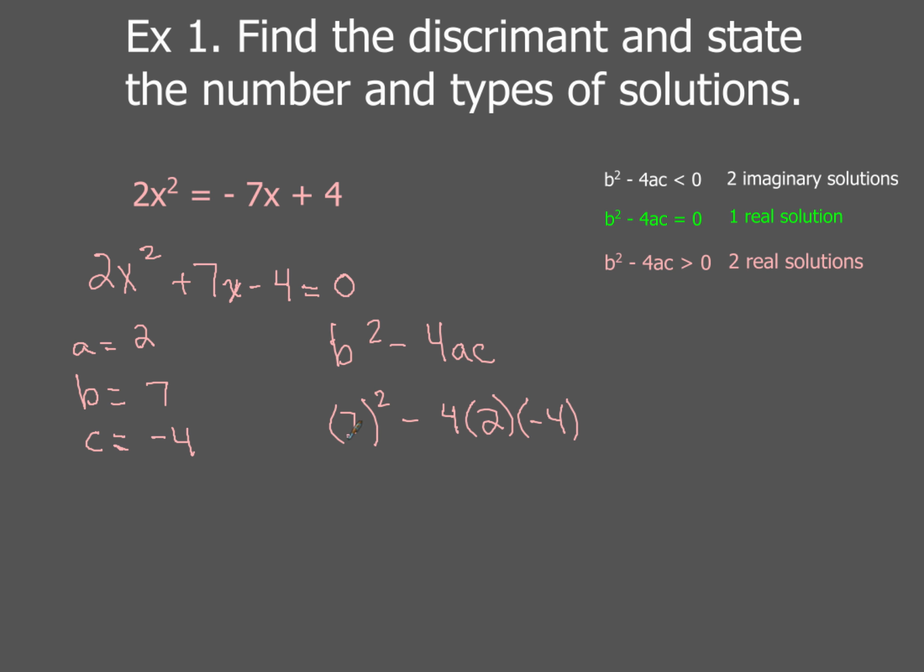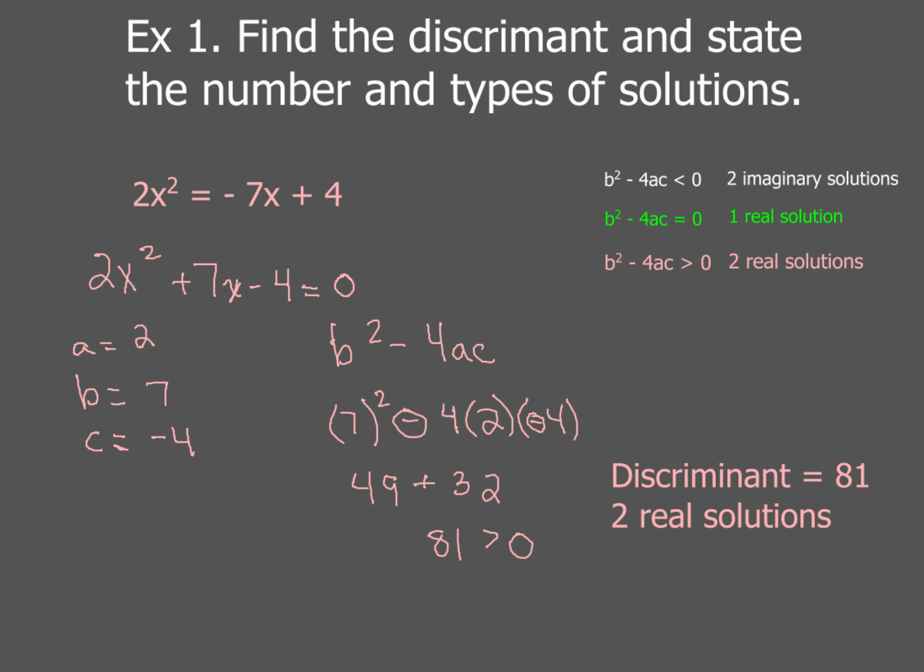Negative 4. So 7 squared, we get 49. Now 4 times 2 times negative 4, so we have a negative right here and another negative right here. So the product of those three is going to be something positive. 4 times 2 is 8 times 4 gives us 32. When you add 49 and 32, you get a sum of 81. And 81, of course, is positive, which is greater than 0. So we're going to have two real solutions. So we identify the discriminant as 81, and then we state that we have two real solutions.